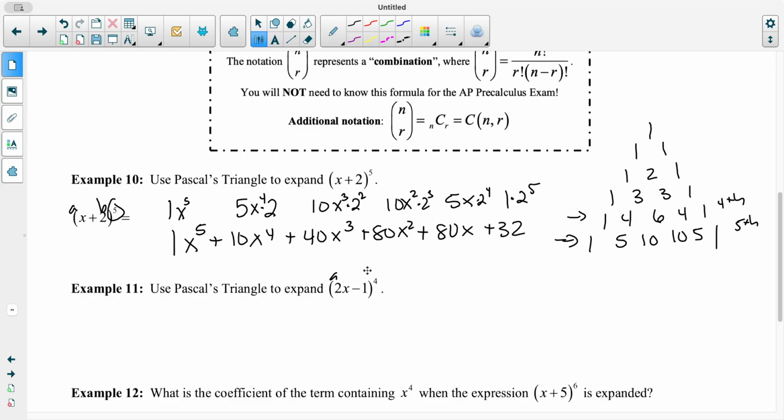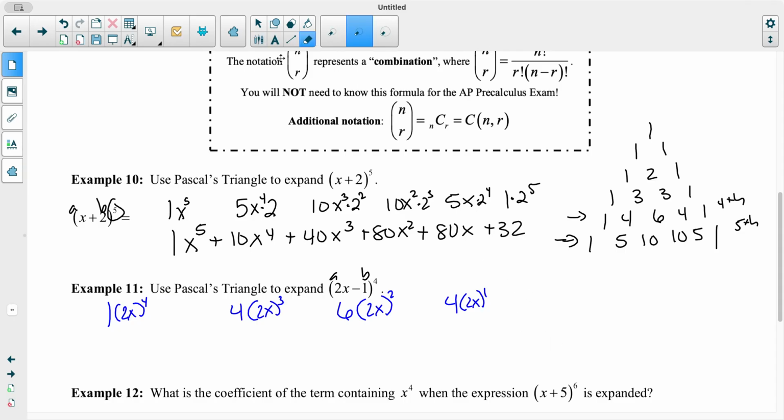All right, so A is 2x and B is -1 this time. So we're going to have to watch when our signs change because you're going to be multiplying -1 repeatedly. Okay, so again, write out my coefficients: 1, 4, 6, 4, 1. Okay, so I'm going to have 2x to the 4th, 2x to the 3rd, 2x to the 2nd, I'm going to run out of room, 2x to the 1st, move that 1 down a little bit, and then 2x to the none doesn't need to be there.